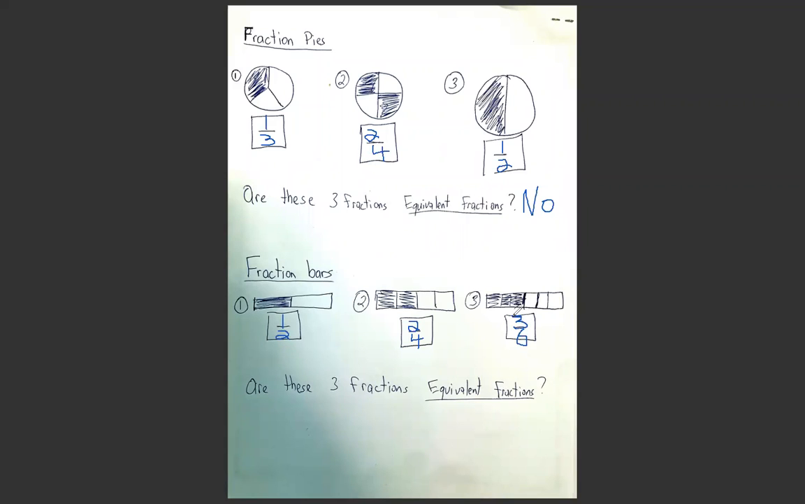Now, who knows? Are these, 1 over 2, 2 over 4, 3 over 6, are those equivalent? David? Are they equivalent, these three? Yes. All right, very good.